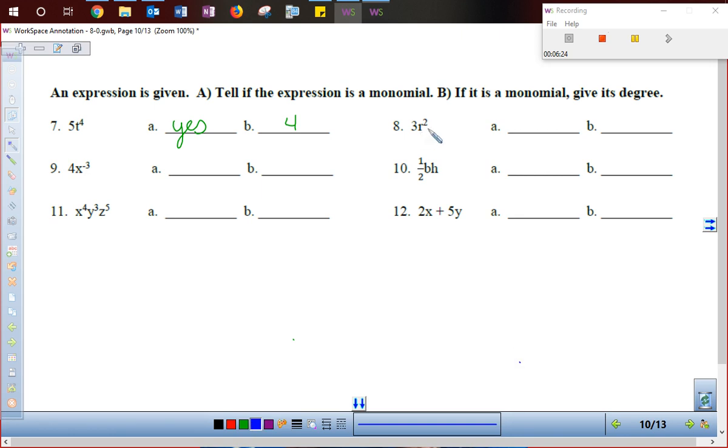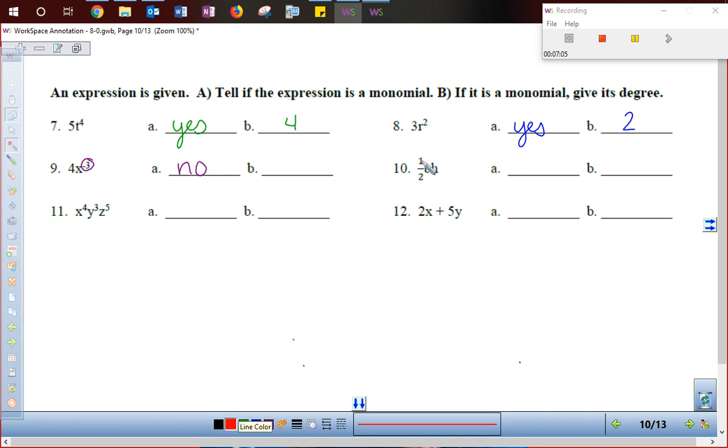On number 8, again, there's no addition or subtraction. I don't have a variable in the denominator, and I have a positive exponent. So again, this is a monomial. Now since I only have one variable, the exponent, which is 2, is my degree. On number 9, there's no addition or subtraction. We have nothing in the denominator, but I have an exponent that's negative right here. So since that's a negative exponent, this is not a monomial. That means it can't have a degree, and we don't do anything else on that problem.